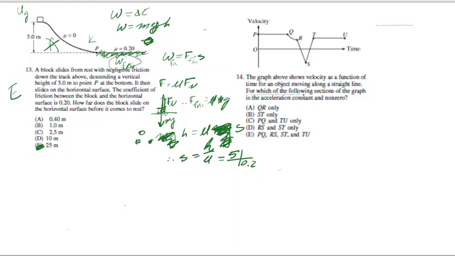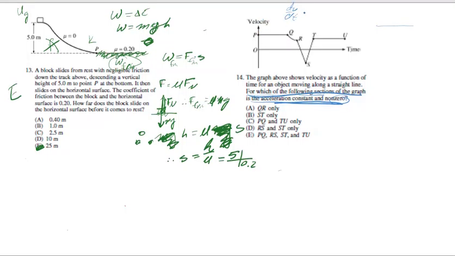For which of the following sections of the graph is the acceleration constant and non-zero? This is what makes it awesome. Let's get rid of your zero ones first. Remember, the slope of a velocity versus time graph, dv over dt, is acceleration. So these are zero. Eliminate these. Okay, so we want constant. See how that one does that? It's not a straight line. Not constant, so it goes away. So we have RS and ST. D is your answer.